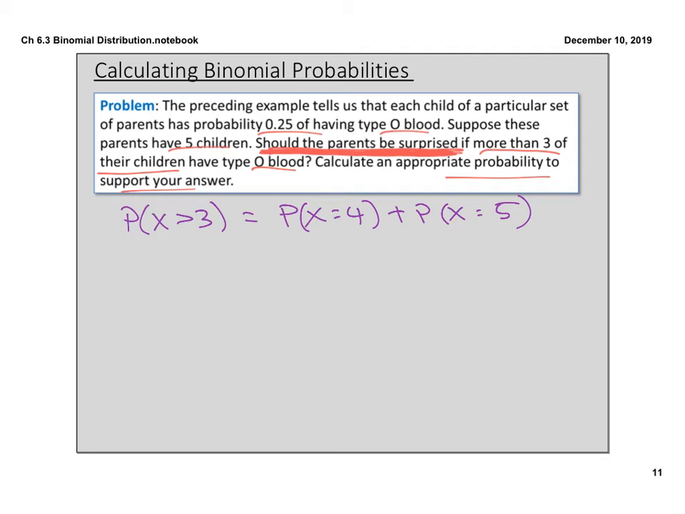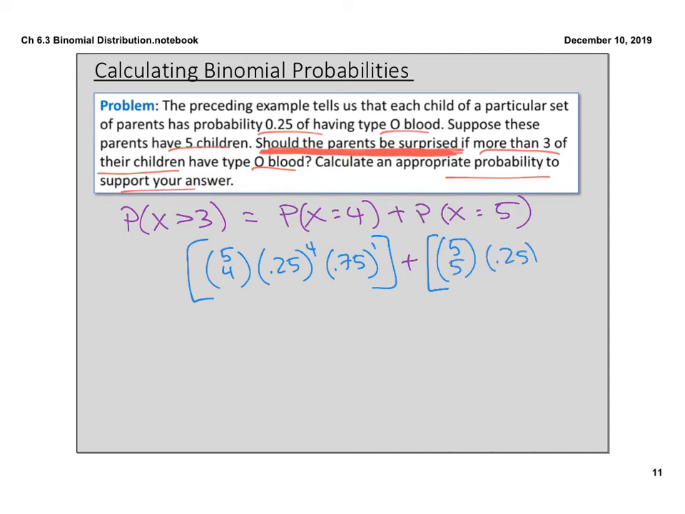So for the probability of x equaling 4, I have 5 objects choosing 4 of them, times 0.25 to the 4th power for 4 successes, times 0.75 to the 1st power for 1 failure. 4 successes, 1 failure. That's the first formula. Then to that, I need to add the second formula, which would be 5 choosing 5 times the probability of 5 successes times the probability of 0 failures. So you've got 5 successes and 0 failures there.